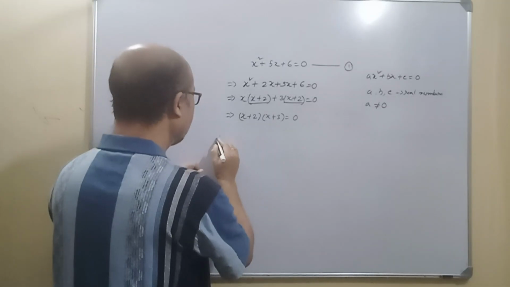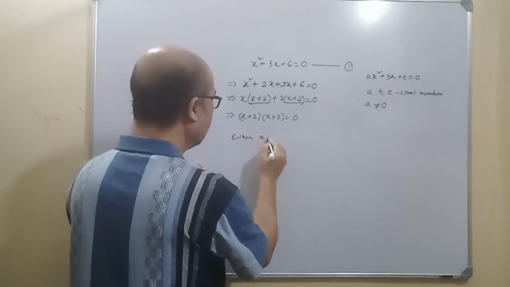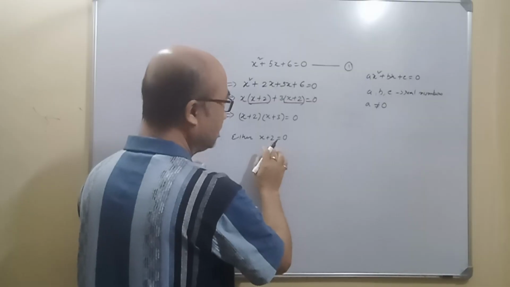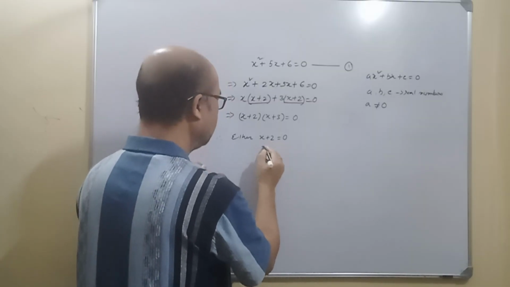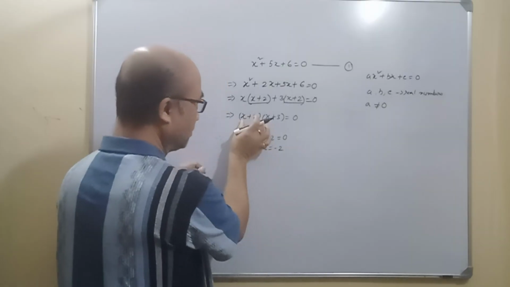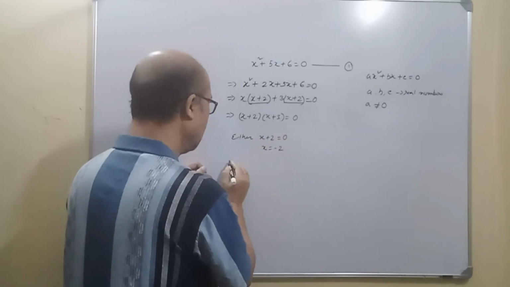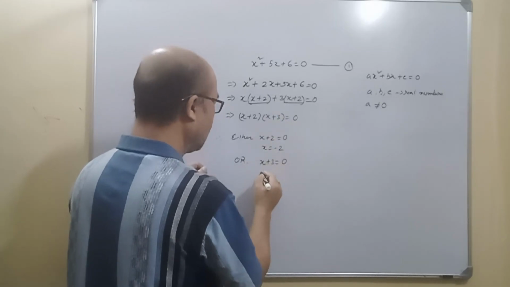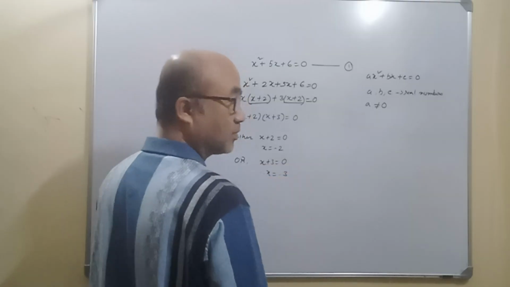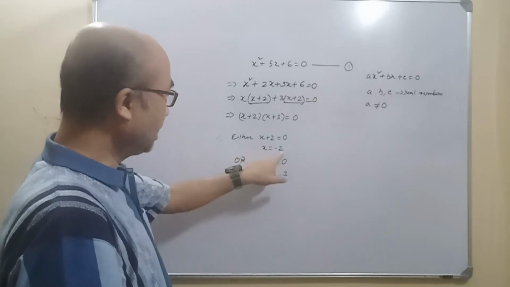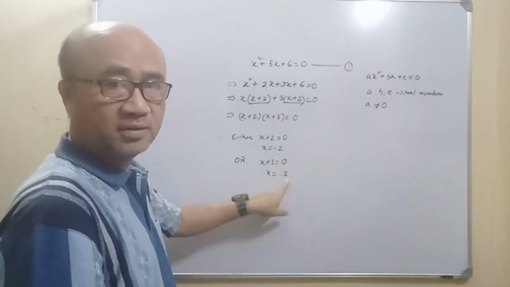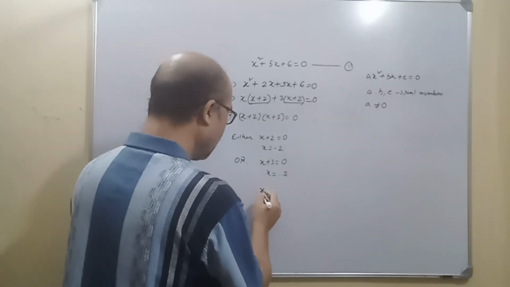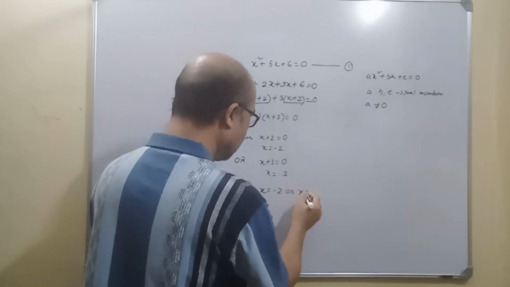Hence, either x plus 2 is equal to 0. That is one linear equation, x plus 2 equal to 0, which means x is equal to minus 2. Or x plus 3 is 0, hence x can be minus 3. So we get x equal to minus 2 or x equal to minus 3, and that is the solution to this equation.